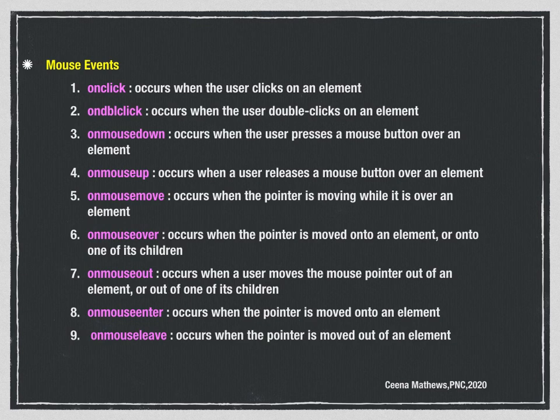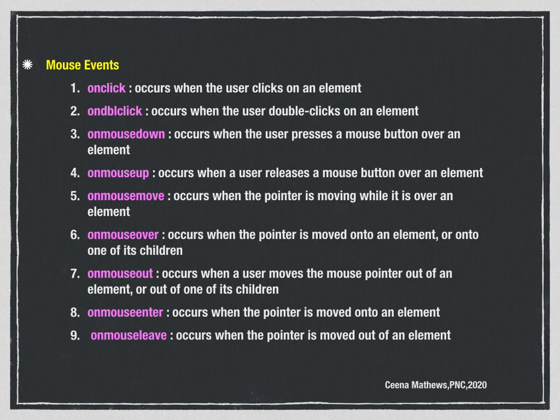That is before release: it is pressed down on the mouse button. It is not released. Still your finger is in the pressed position on the mouse button. Next is on mouse up. It occurs when a user releases a mouse button over an element.